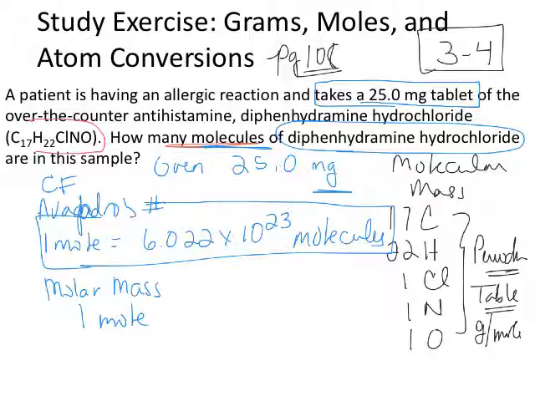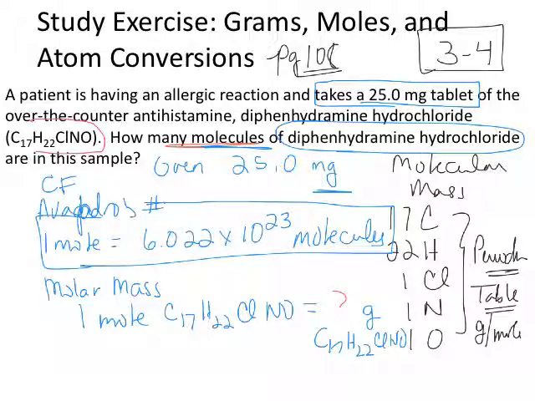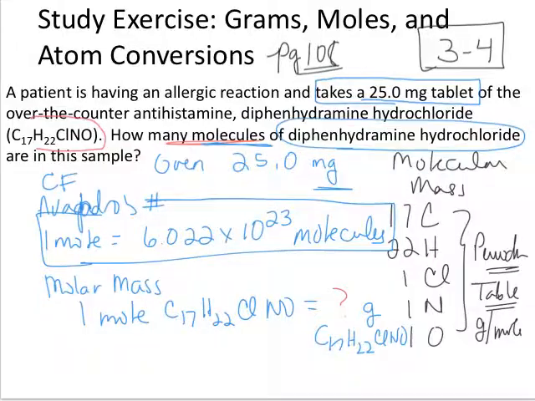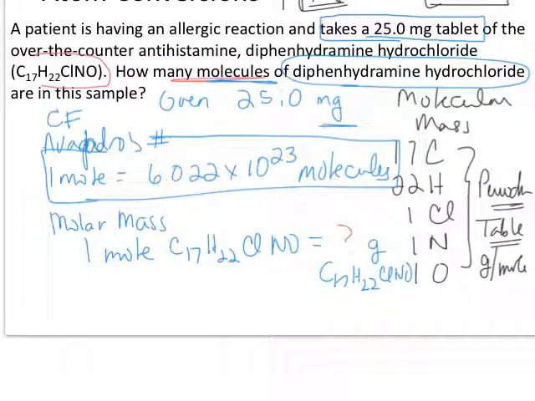And that's always 1 goes with the mole. So for 1 mole of C17H22ClNO, you have so many grams of C17H22ClNO. So how many grams? Well, this is where you have to calculate the molecular weight or the molecular mass. They're used interchangeably, using the periodic table.